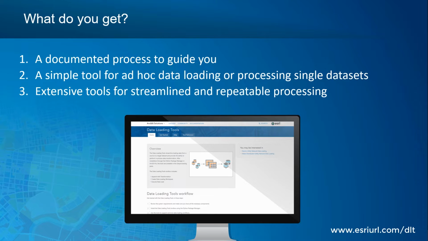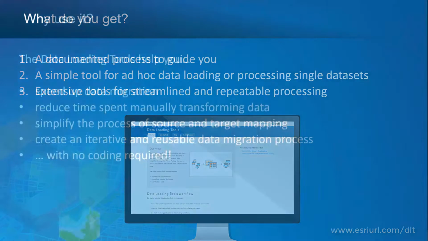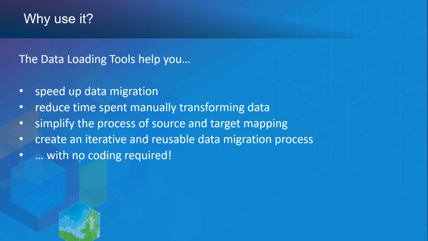The first tool is used to create Excel workbooks from your source and target schemas, which are used for field mapping and specifying attribute transformations. Another tool uses these Excel workbooks to load and transform your data into the target schema. These tools can help you speed up your data migration process and reduce the time spent manually transforming your data. These tools will also help you simplify the process of source and target mapping. You can now create an iterative and reusable data migration process with no code required.